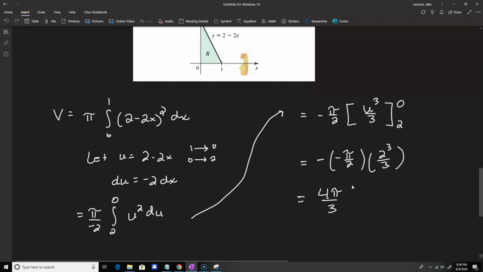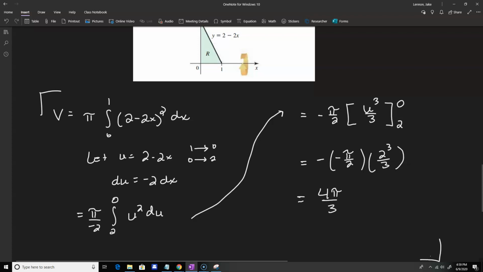So let's think about the cone that we have here. The typical formula for the cone is 1/3 times pi r squared times height. So if we thought about this cone, what would the height be? Well, the height would be 2, the radius would be 1, so you would get exactly 4 pi over 3. So this agrees exactly with the formula for the volume of the cone that we learned from geometry. So that's it for this example.